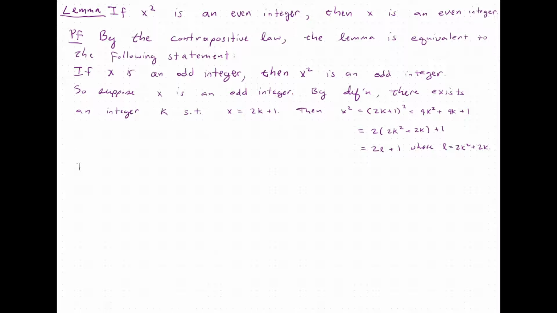So therefore, x squared is an odd integer by definition. We have exhibited the existence of an integer L such that x squared is equal to 2 times L plus 1. And so we have that x squared is an odd integer, and consequently, the lemma holds, since we have proven its contrapositive.